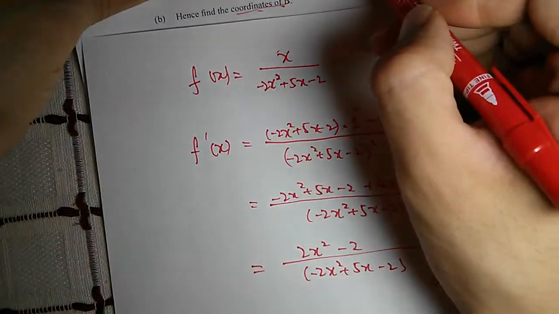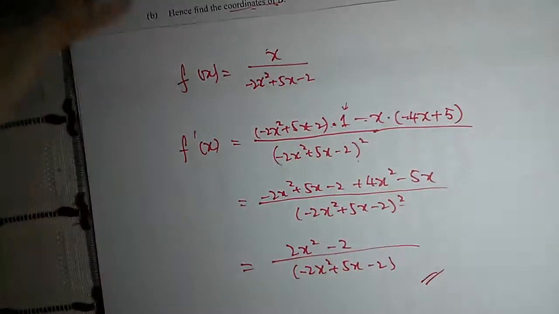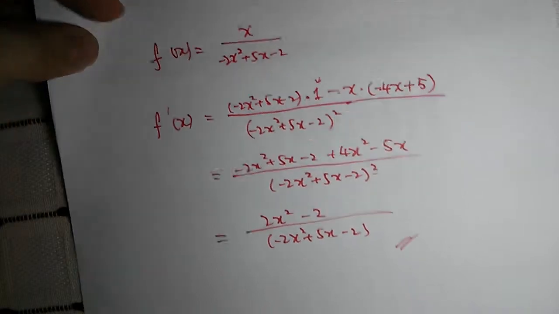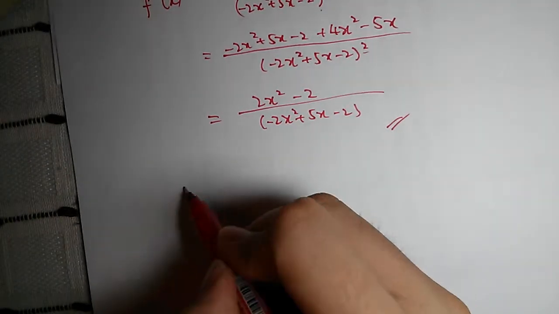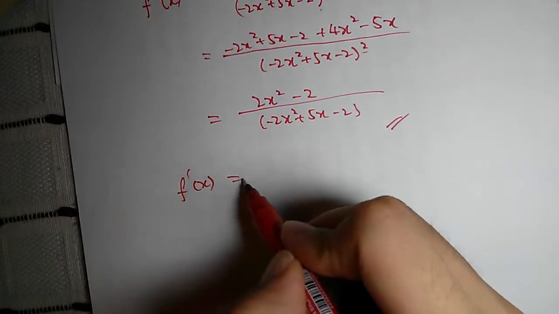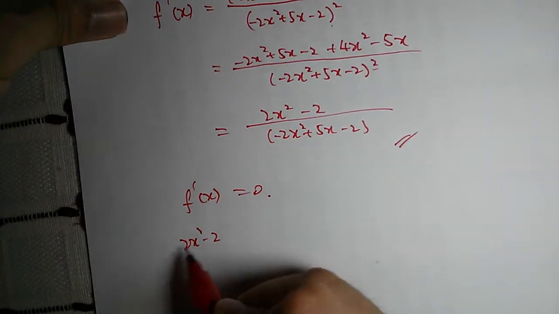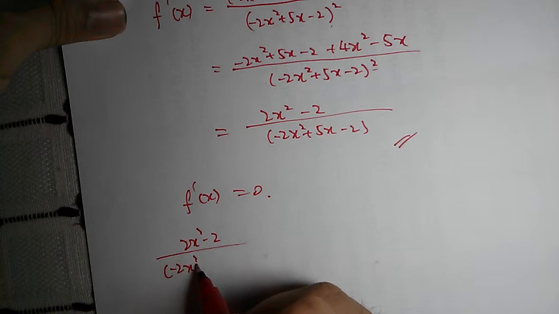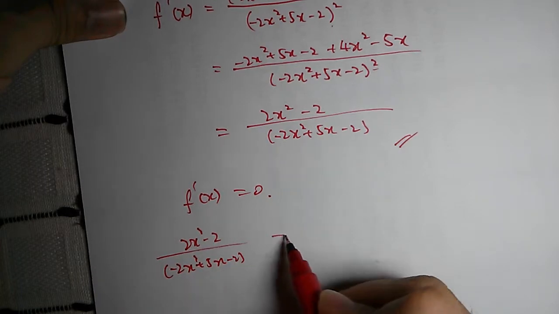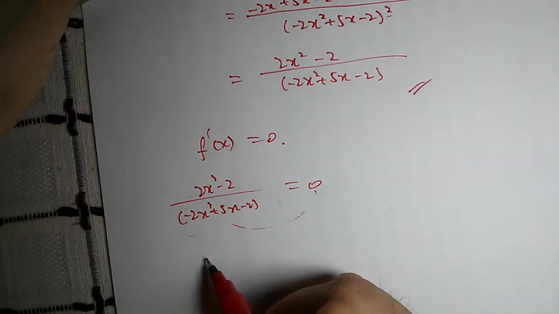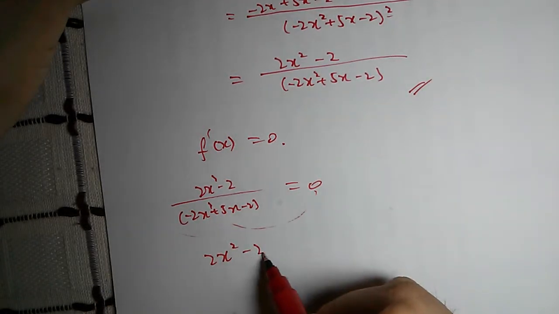What is B? B is the local maximum. That just tells you to find the maximum. How do you find the maximum? Set the first derivative to be 0. What does it mean? It means 2x squared minus 2 divided by the denominator equals 0. What you do is you multiply the bottom to the other side. Always do that. Anything times 0 is just 0.